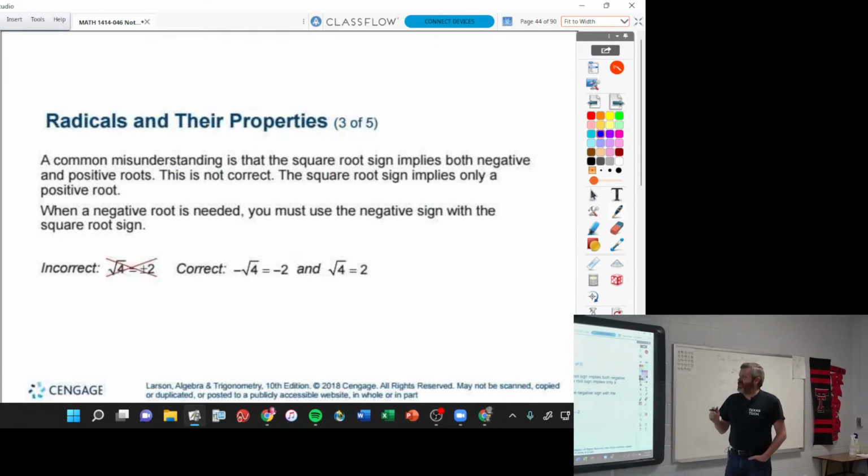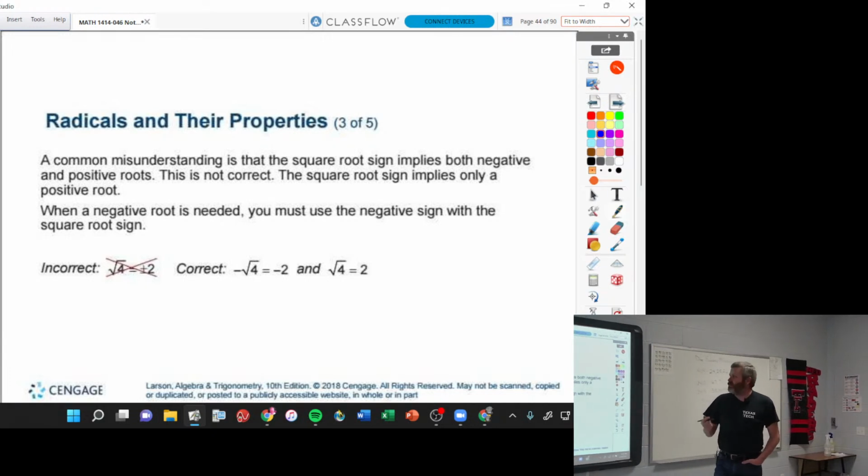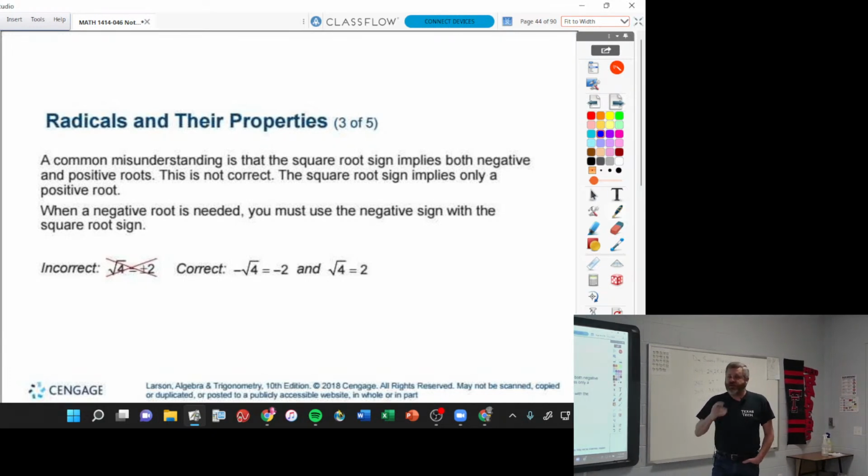A common misunderstanding about a square root sign: some people say that a square root sign implies both a negative and positive. This is not true.